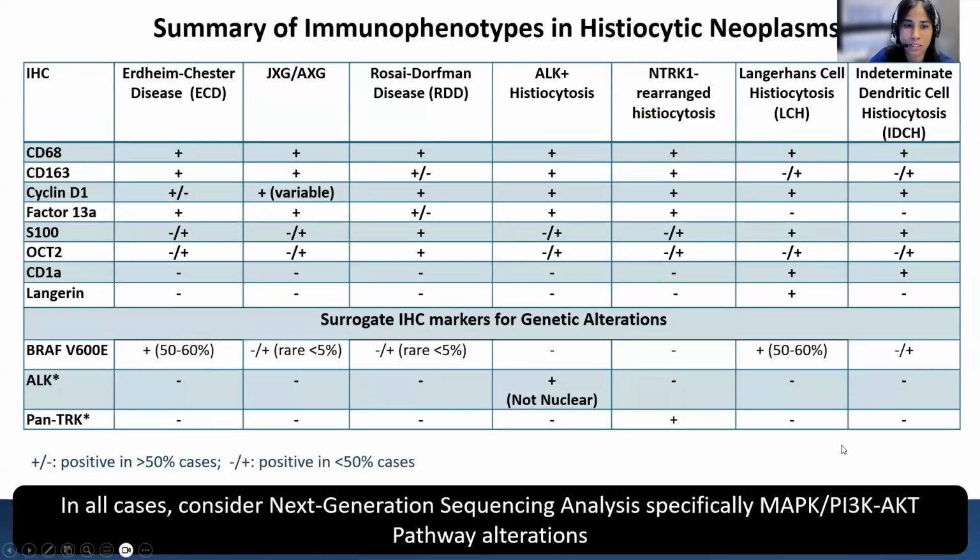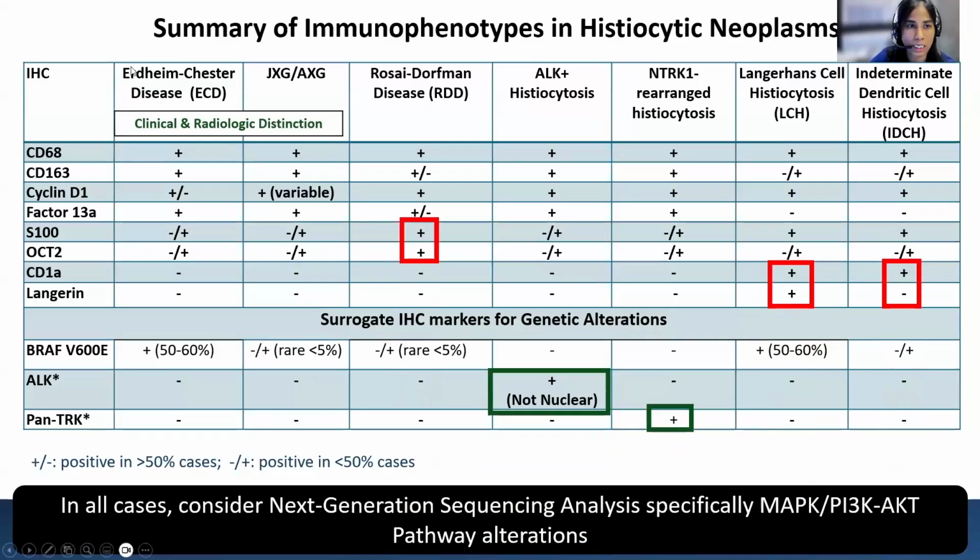This is a summary slide depicting the phenotypes across the various monocyte macrophage neoplasms as well as the dendritic cell neoplasms here. Some key highlights here: ECD, JXG, AXG, the distinction should be made by clinical and radiology. But there's Rosai-Dorfman disease, typically positive for S100 and OCT2. ALK and NTRK, I would just not diagnose this based on IHC alone. It's always good to do NGS and confirm the presence of either gene rearrangements or fusions by RNA sequencing or FISH. The dendritic and Langerhans cell phenotypes are defined by the presence of CD1a with or without Langerin, which will be discussed in the next session.